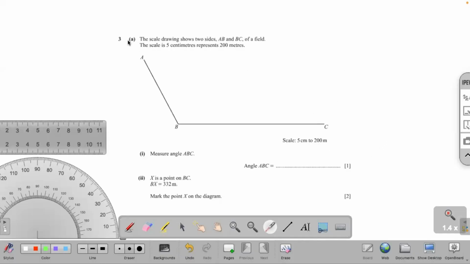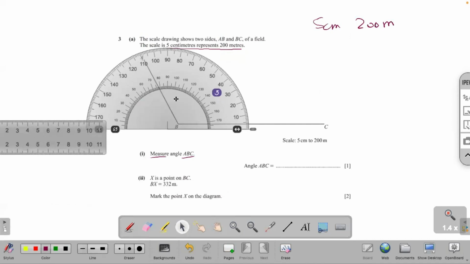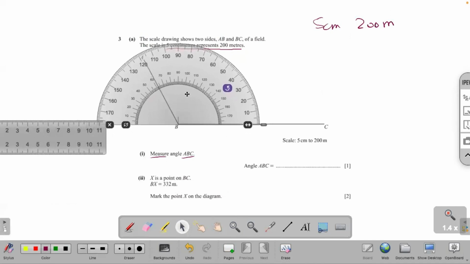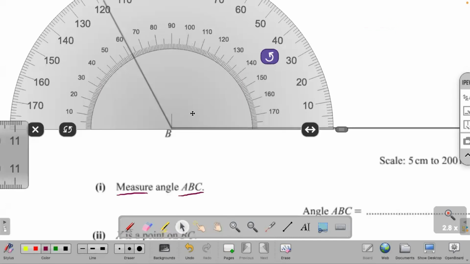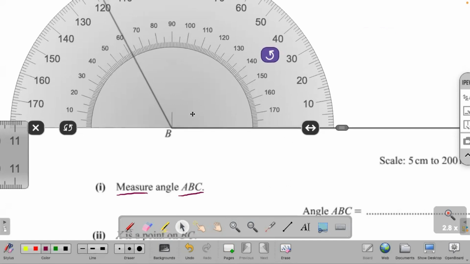Okay, so let's read question 3. The scale drawing shows two sides AB and BC of a field. The scale is 5 centimeters representing 200 meters. So keep a check on this: 5 centimeters are being represented by 200 meters. For the first part, we are supposed to measure the angle ABC. For this, we'll need the protractor. The angle that we are actually calculating is the angle B. So we'll keep the point of the protractor at this particular point at the start, and we need the angle.